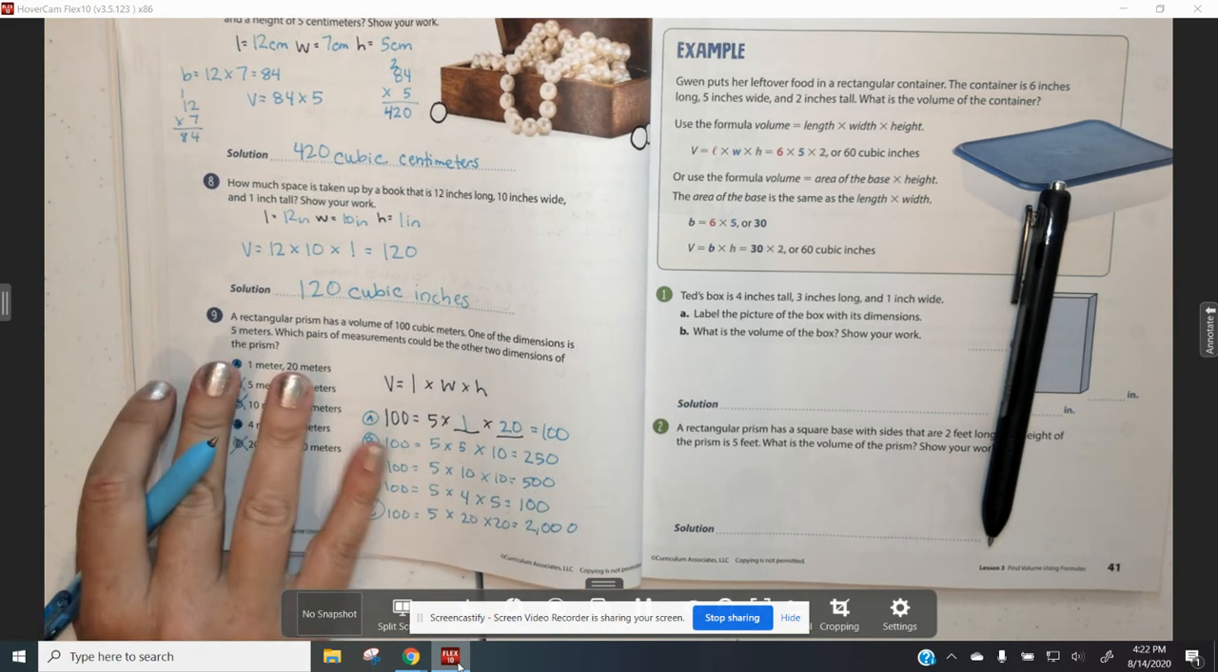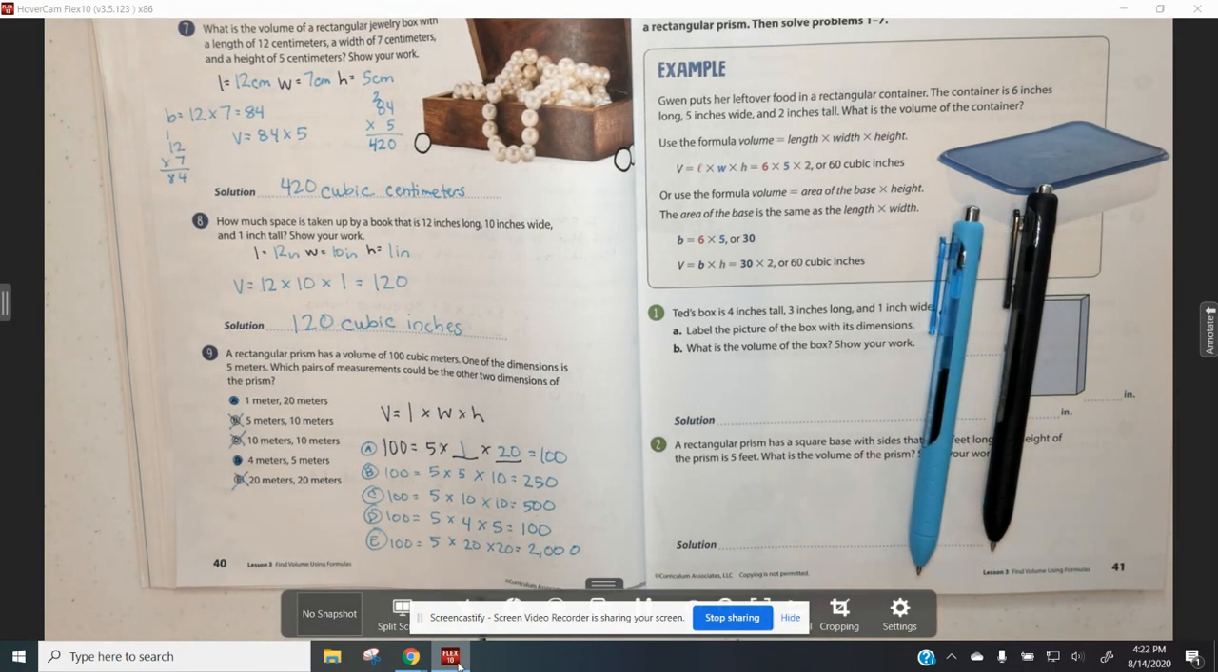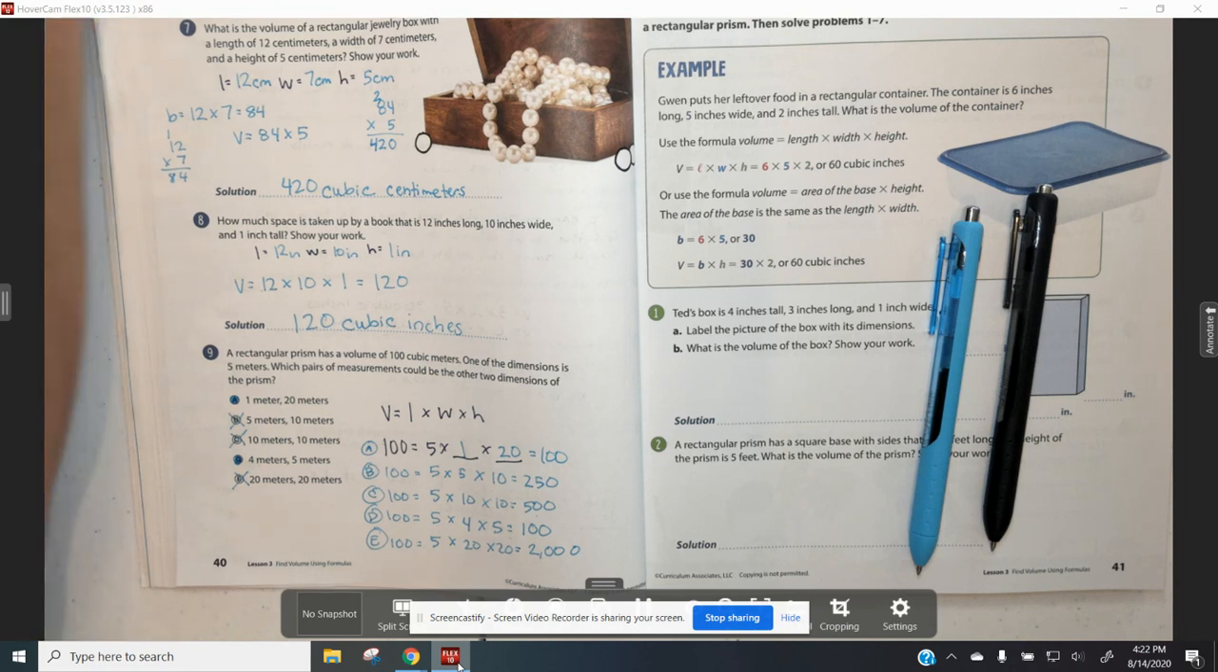So that's how you solve these problems. Thanks for your hard work today. I know that that was a lot of information. You'll go ahead now and move on to your independent practice.